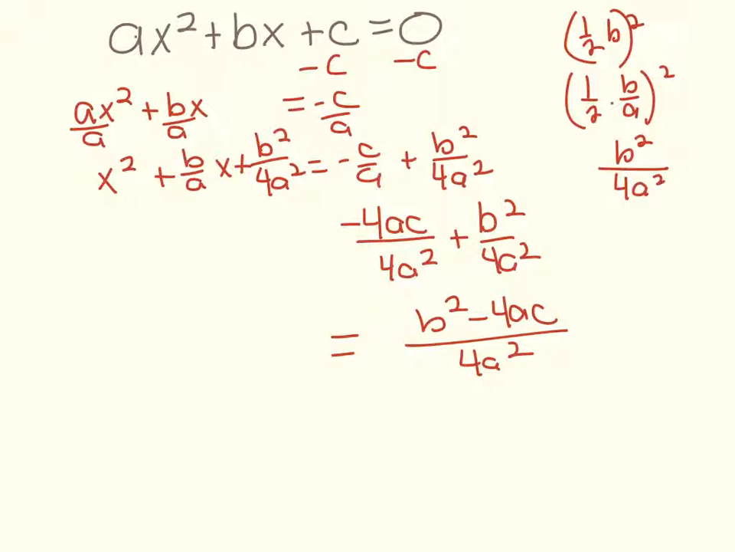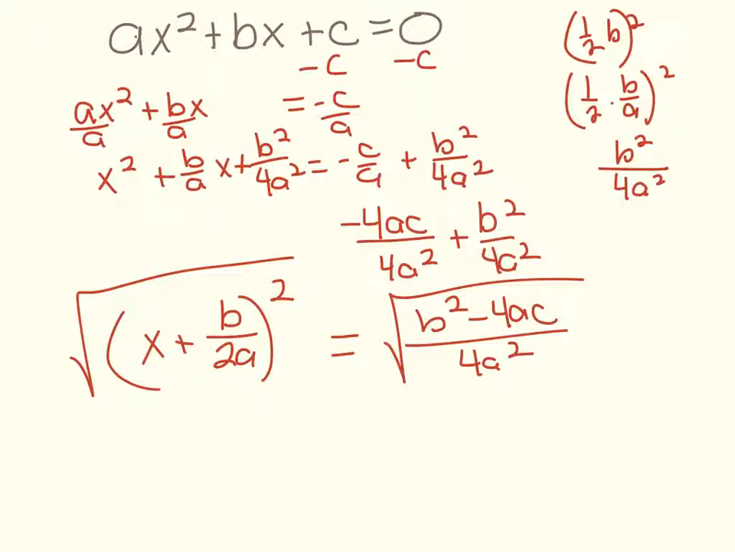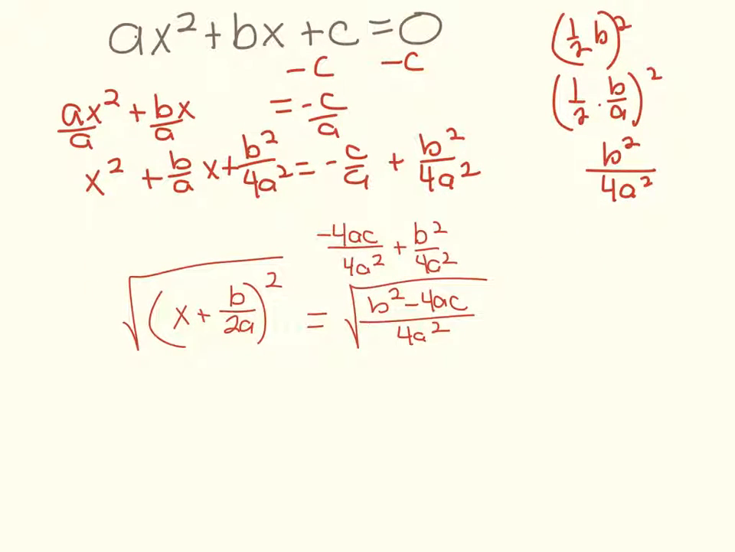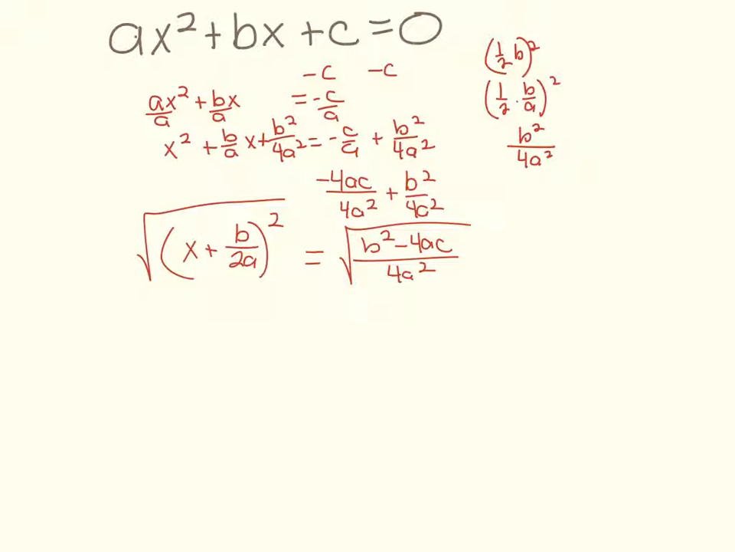Okay, and then on the left side, we want to factor this perfect square trinomial. So the square root of b squared over 4a squared would be b over 2a. And then we're going to square that. Now when we do the square root, you can't do the square root of the top, but you can do the square root of the denominator. It would be 2a. And then the top is going to remain b squared minus 4ac. We'll put a plus or minus in the numerator.